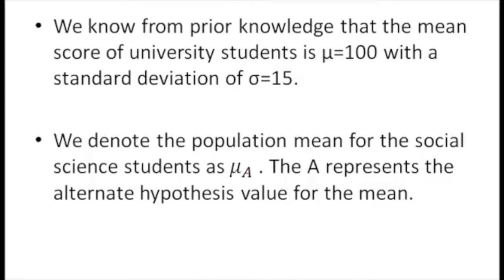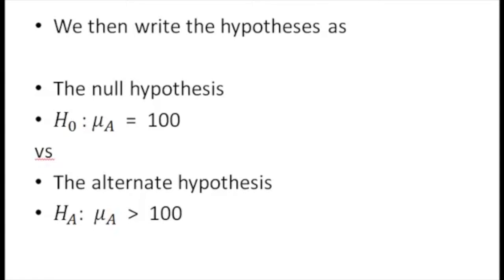We know from prior knowledge that the mean score of university students is mu equal to 100 with a standard deviation of sigma equal to 15. We now denote the population mean for the social science students as mu subscript A. The A represents the alternate hypothesis value for the mean. We then write the hypothesis as the null hypothesis H0: mu_A equal to 100 versus the alternate hypothesis H_A: mu_A is greater than 100.